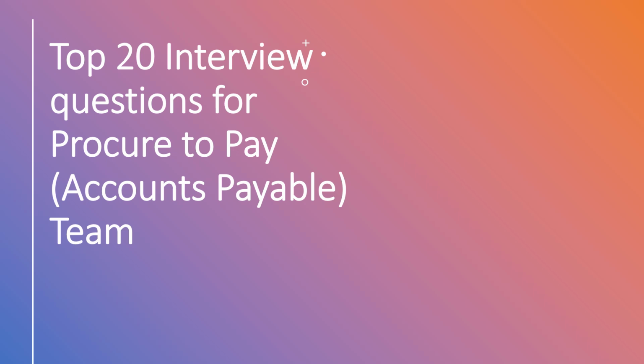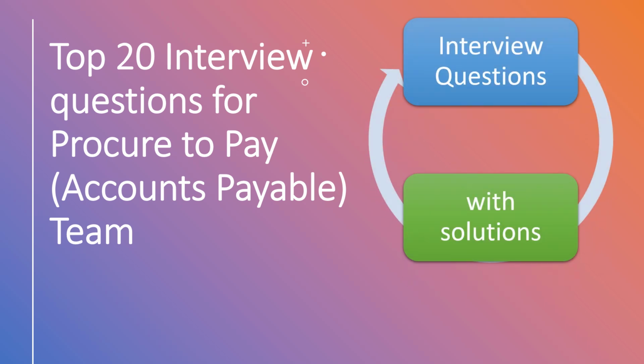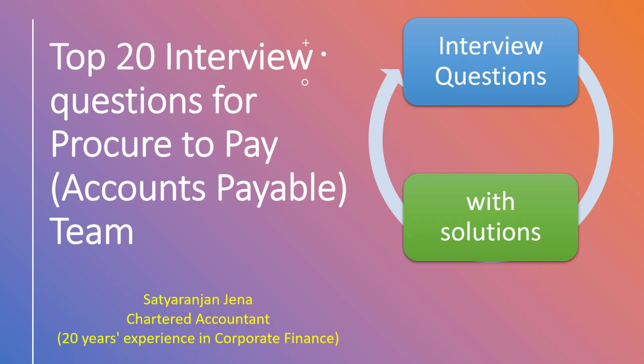The difference between getting selected and getting rejected in a P2P or accounts payable interview is usually 3 to 4 questions. Most candidates fail at scenarios like duplicate invoice, price mismatch, invoice without PO. These are daily problems for an AP team. In this video, I will walk you through 20 questions with answers so you don't freeze in the interview room. So let's begin.